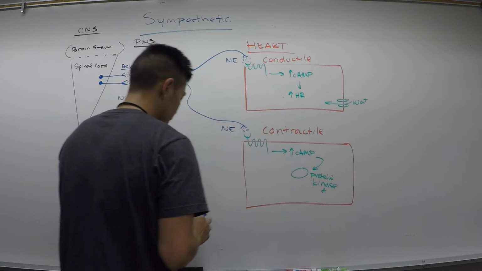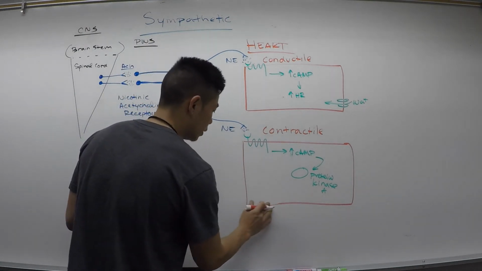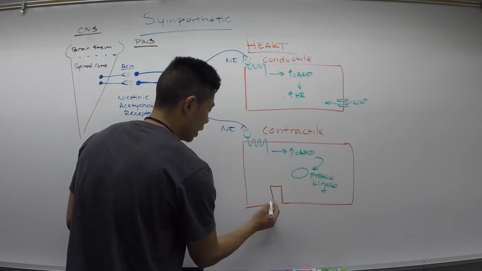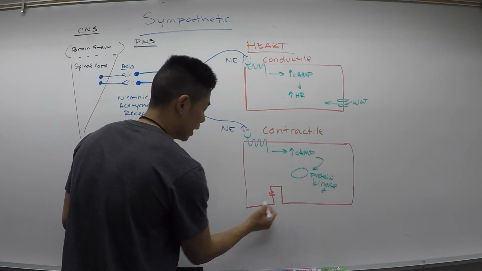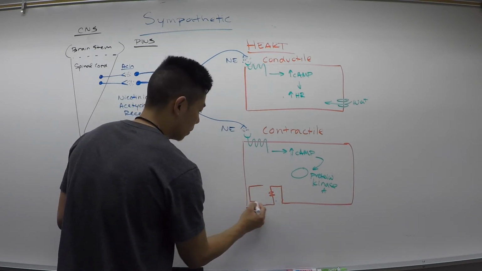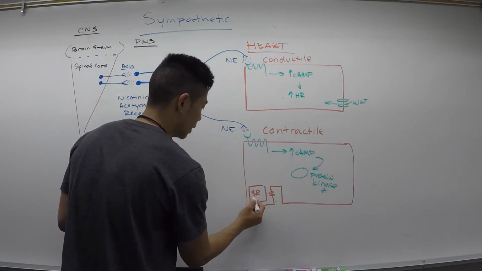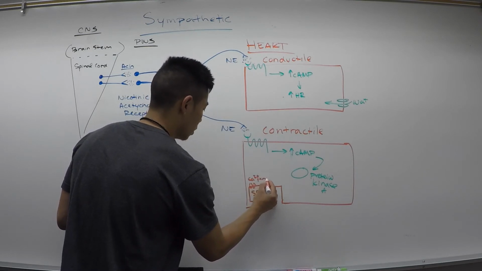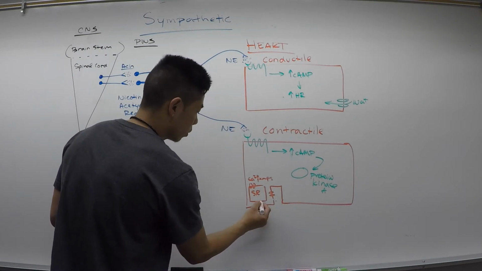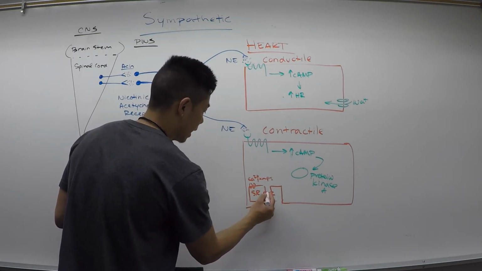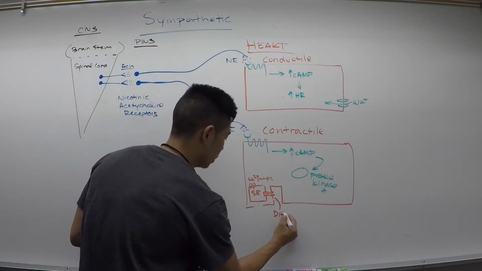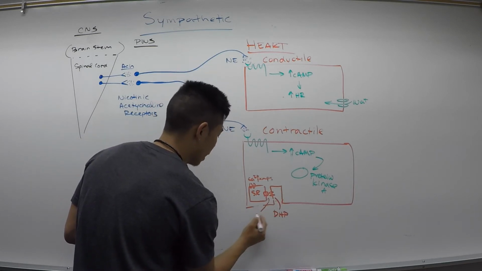So if you think of, let's draw a T-tubule right here. So that's our T-tubule. And remember, on our T-tubule, we have our DHP receptors. Here we have our sarcoplasmic reticulum with our Ca2+ pumps. And on the sarcoplasmic reticulum, we also have our ryanodine receptors. So here we have our DHP receptors. Here we have our ryanodine.